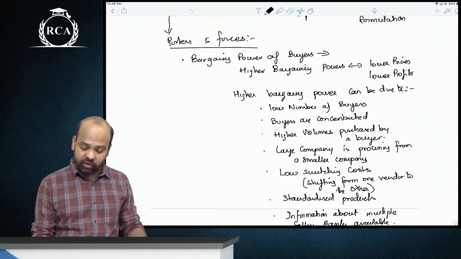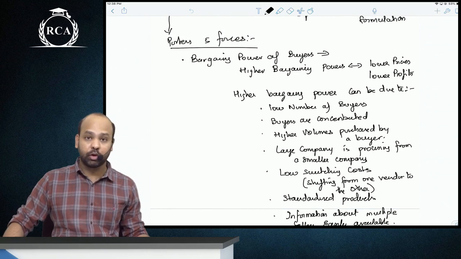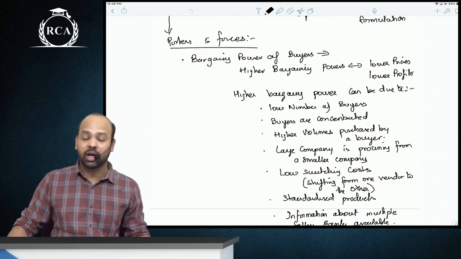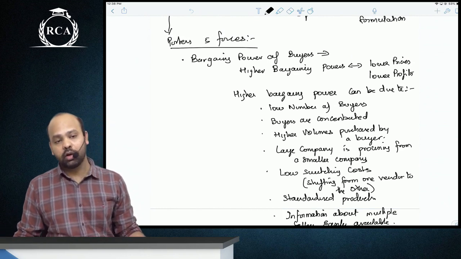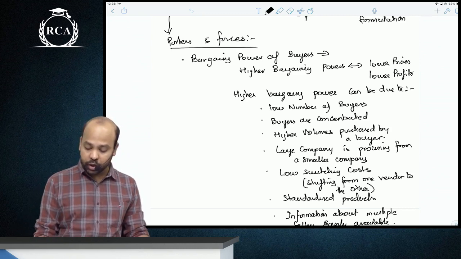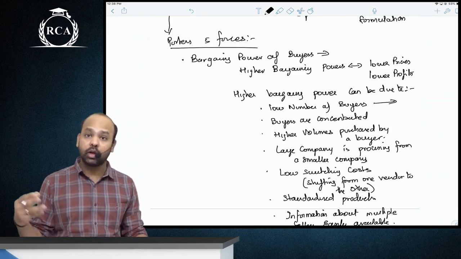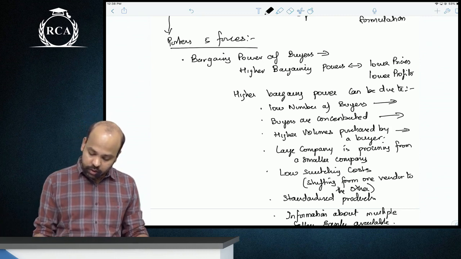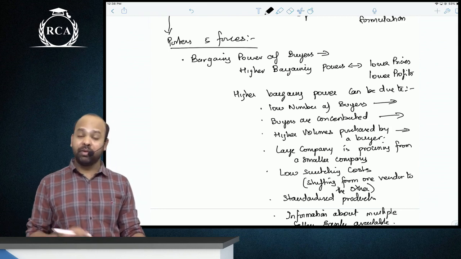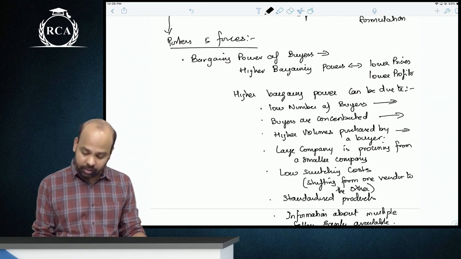For bargaining power of buyers, I said higher bargaining power will always result in lower prices and lower profits. If your customers have a higher bargaining power, it would result in lower profitability. It can be due to very few buyers, buyers being concentrated, buying a huge quantity from you. A large company is procuring from a small company. If Tata Motors is procuring from a smaller manufacturer, obviously Tata Motors will have a higher bargaining power.